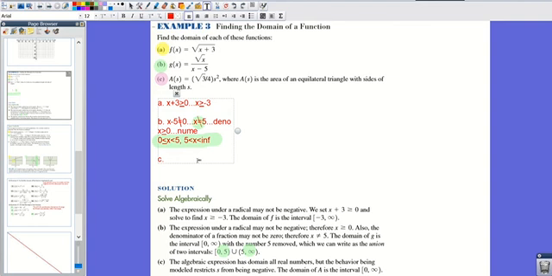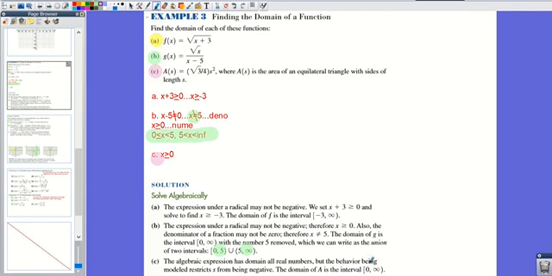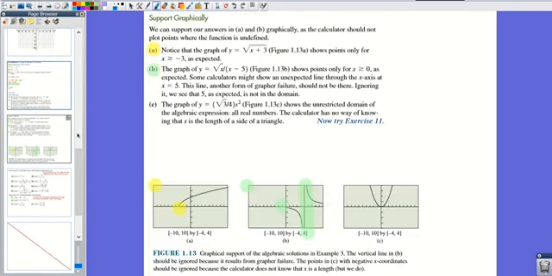X, or in this case S as in Sam, but let's just stay with X, is going to have to be greater than or equal to 0. And that's how they got this right here. And if you look at this parabola, which is the graph for C, it looks like that.